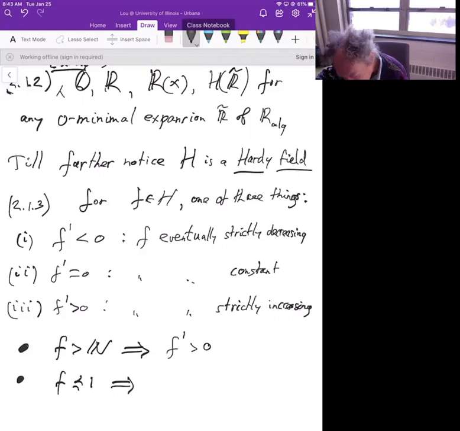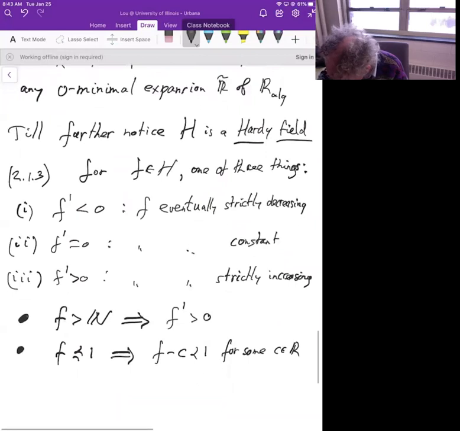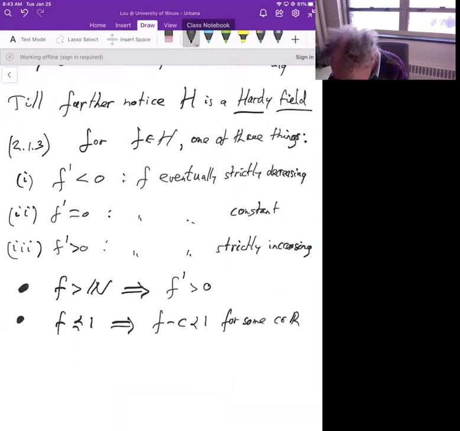And if you then subtract that limit from f, you get something where the limit is 0. So that means that f minus c is strictly dominated by 1, or little o of 1 if you like, for some c in R. And maybe you will recognize here the properties of an H field as I defined it in my workshop lecture.